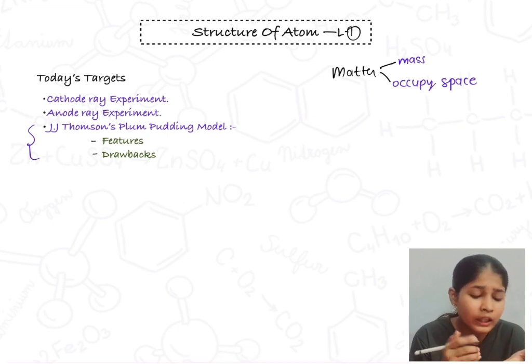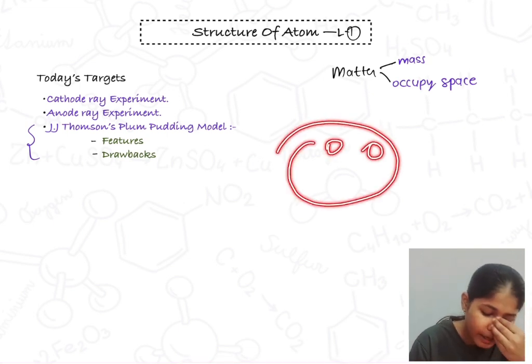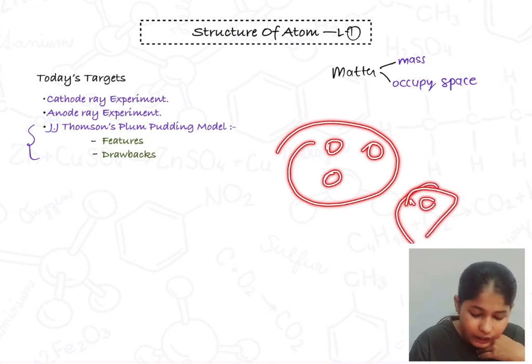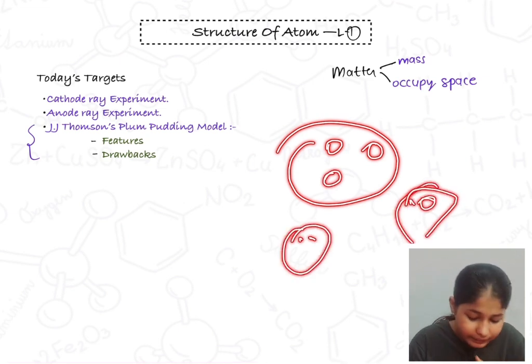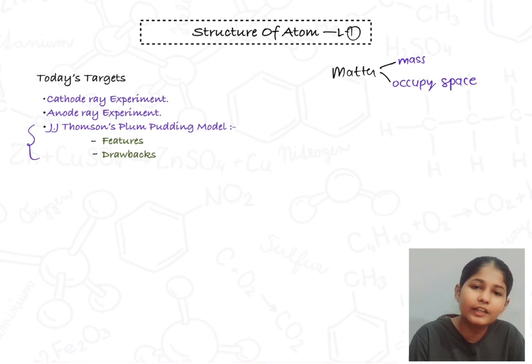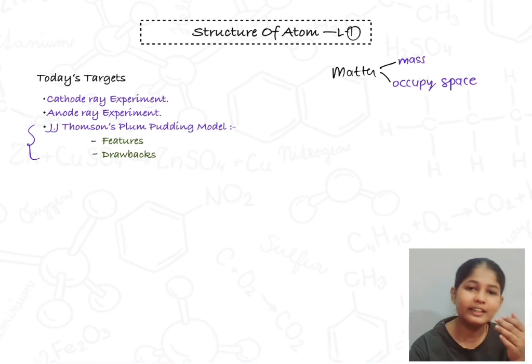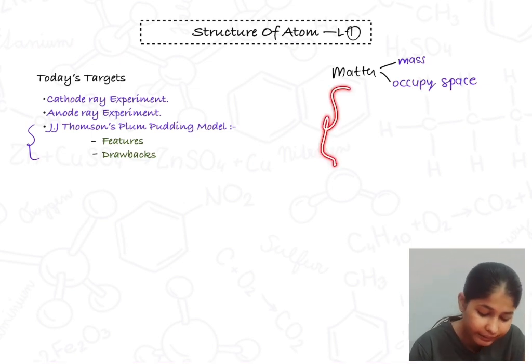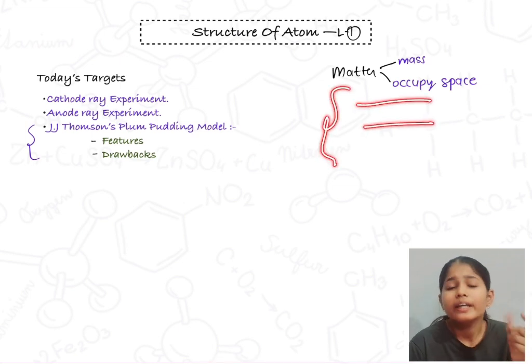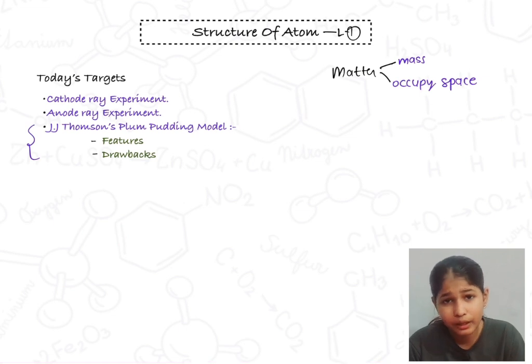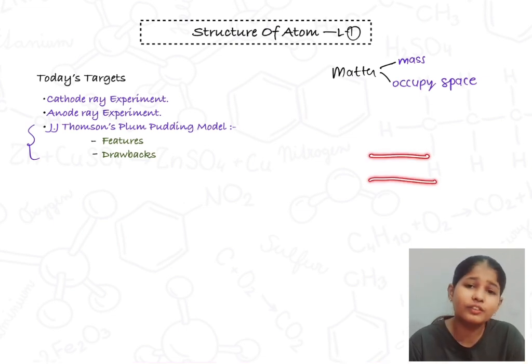They are telling, yes, it will be like watermelon, it will be like plum pudding model, it will be like cake. Okay? So they are giving their own theories. In the same way you are going to understand in periodic classification, and in that chapter you will understand how each scientist has their own theory on classifying the elements.